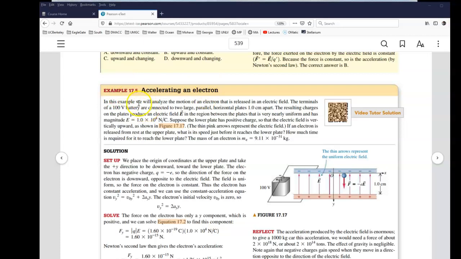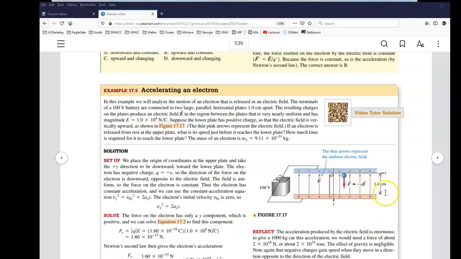Okay, let's read it together. As you read it, please look at the picture right here. Think of it like this is a negative plate right here, and this is a positive plate, and as a result of that, you're going to have a uniform electric field. Remember, electric field goes from positive to negative because positive is outward and negative is inward. So you're going to have an electric field in that direction going up.